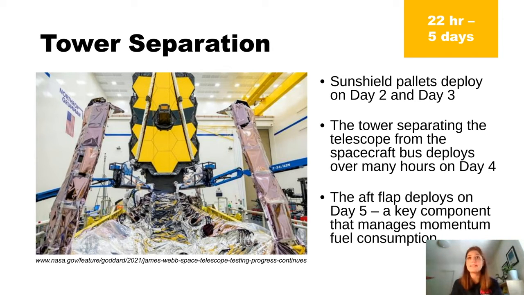Following this, the tower separates from the telescope, and this separation is really important for providing thermal isolation. This deployment takes quite some time, but it helps start to let the observatory start cooling down to its operating temperatures.